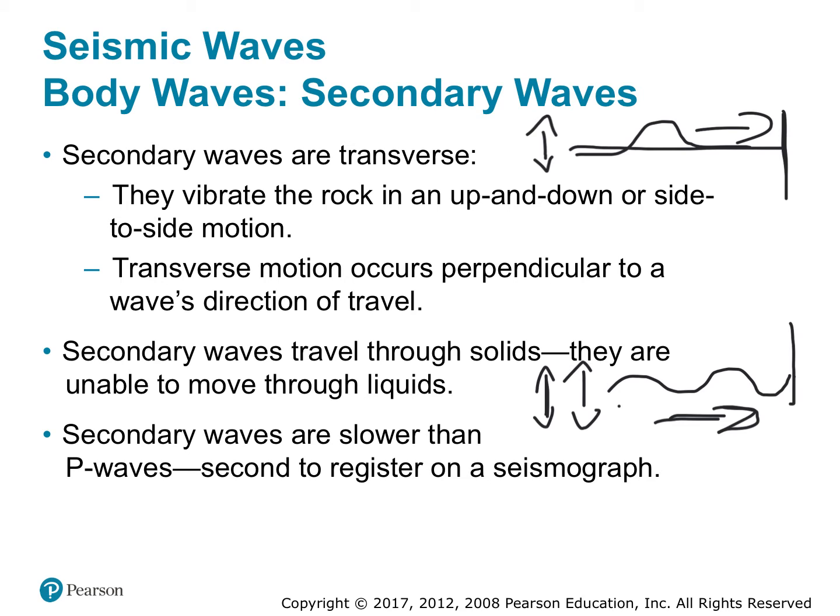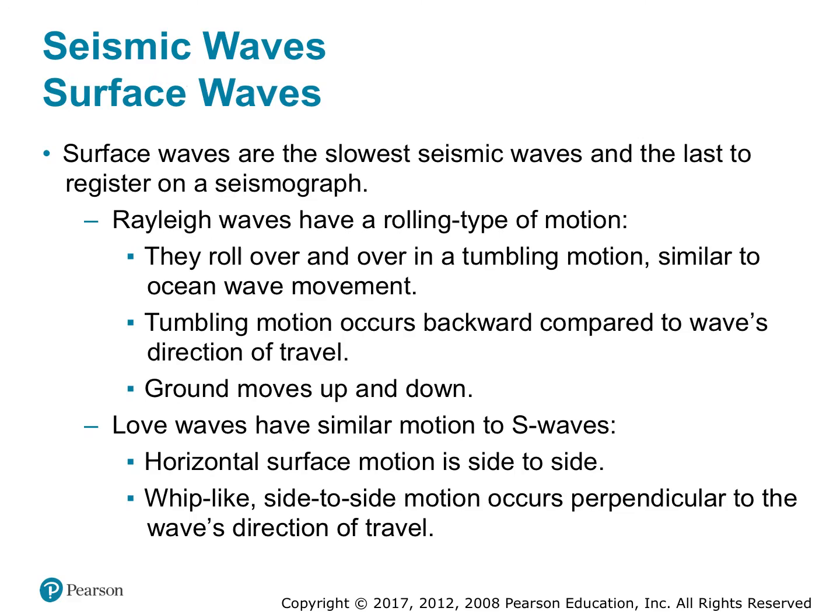Secondary waves will travel through solids, but here's the key thing. They are unable to move through liquids or gases. And so this is going to be really, really important to understand. And of course, we said previously that P waves are faster. That means the S waves, the secondary waves, are slower, so they'll get there last.